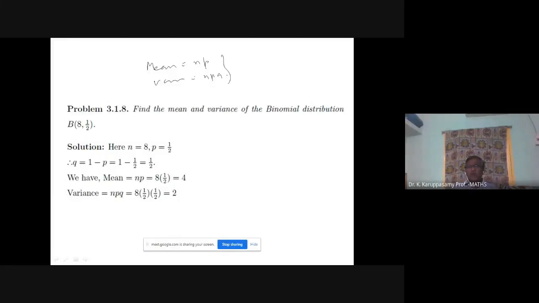Now, find the mean and variance of binomial distribution B(8, 1/2). B(8, 1/2) means N is 8, P is 1/2. If P is 1/2, then Q is 1/2. Already we have studied the formula for mean equal to NP. Multiply N and P. So 8 into 1/2 is equal to 4. Variance is NPQ. Multiply NPQ. Answer is 2.